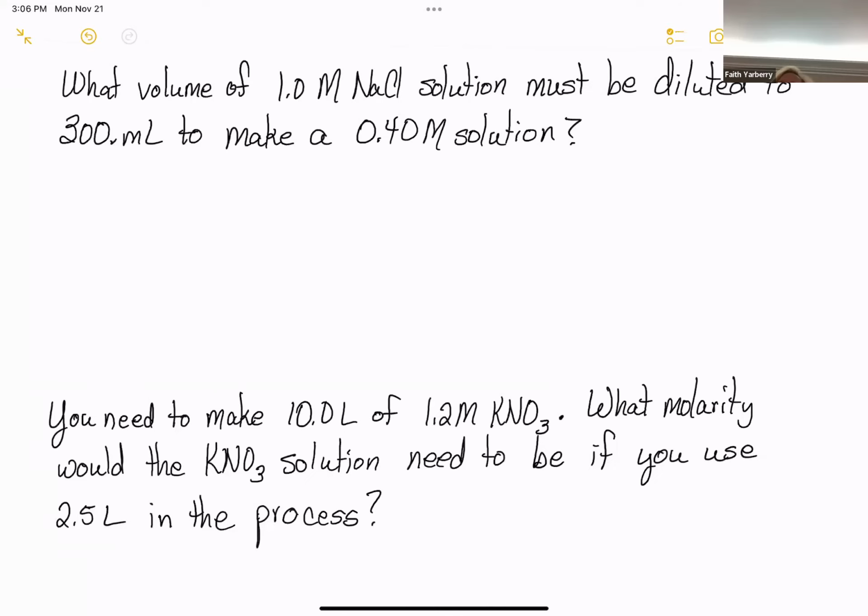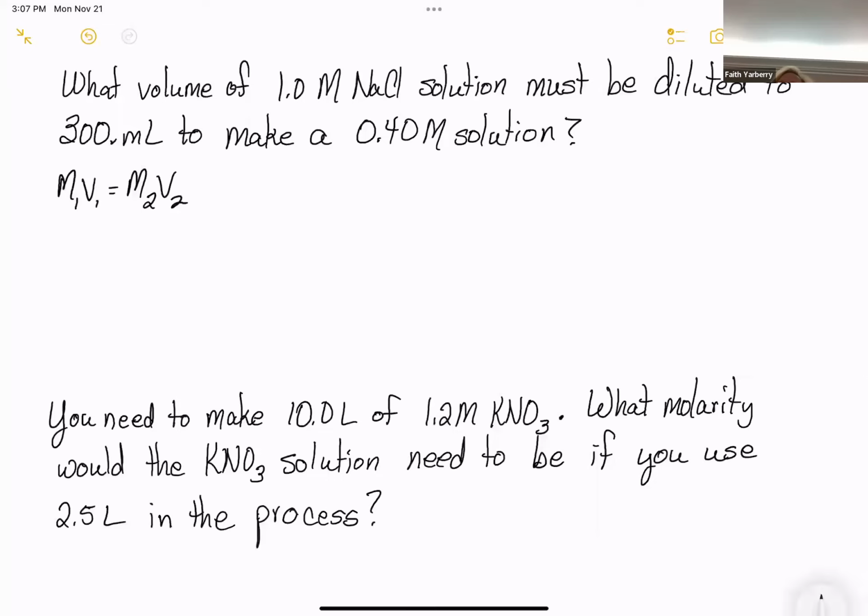Now, if it is a dilution calculation, then the equation that you're going to be using is M1V1 equals M2V2. It's not important who is 1 and who is 2, as long as the concentrations and volumes that go together stay together.